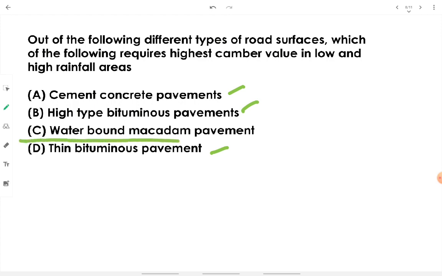The WBM pavement, water bound macadam, will be requiring the maximum cross slope value, because they don't have the coating of bitumen or any impervious substance laid upon them. That's why they are the most prone to receiving damage from rainwater. That's why they will require the highest camber value, whether it is low or high rainfall.